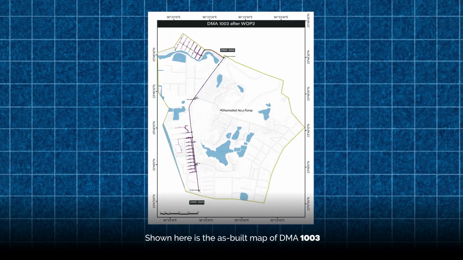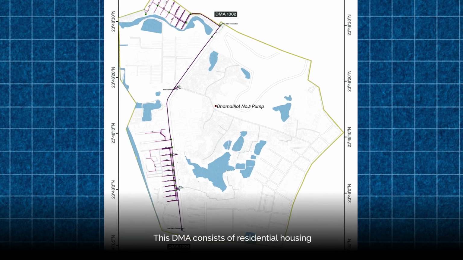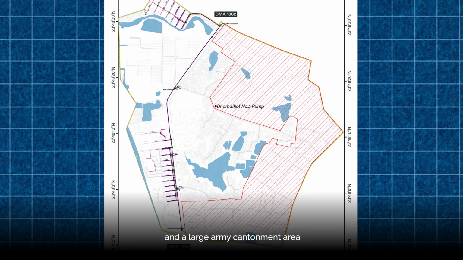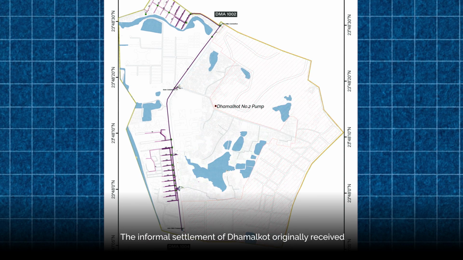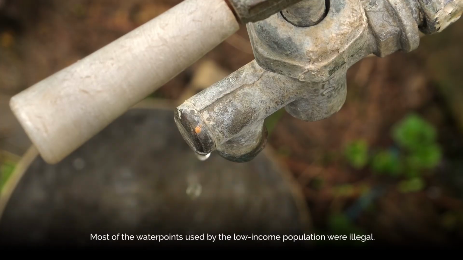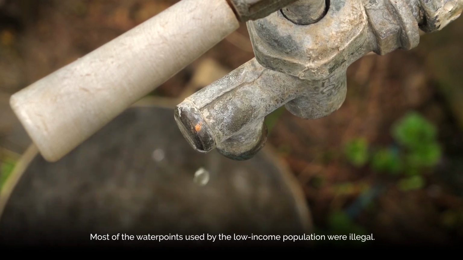Shown here is the as-built map of DMA 1003. This DMA consists of residential housing, a large area of informal settlements, and a large army cantonment area. The informal settlement of Dhamalkot originally received drinking water through a PVC pipeline of 200 mm diameter. Most of the water points used by the low-income populations were illegal.